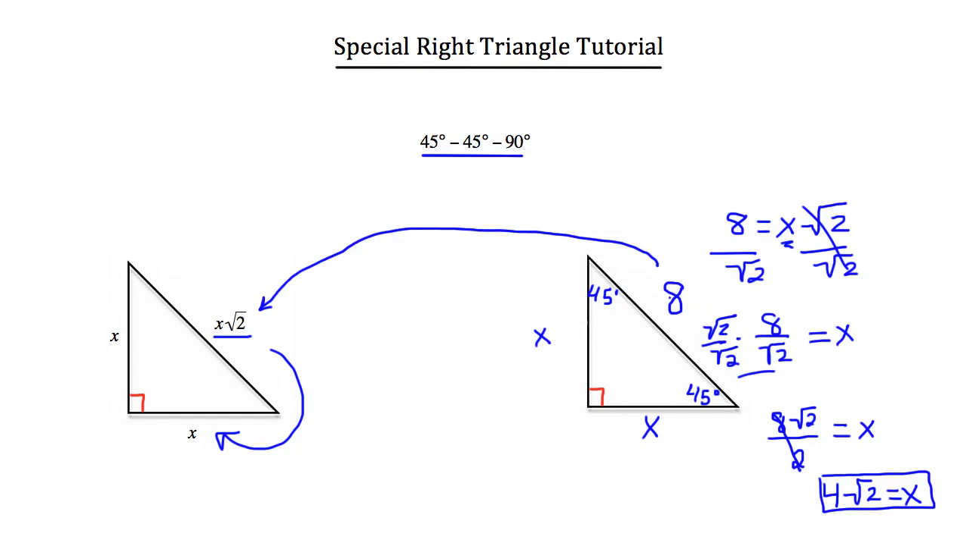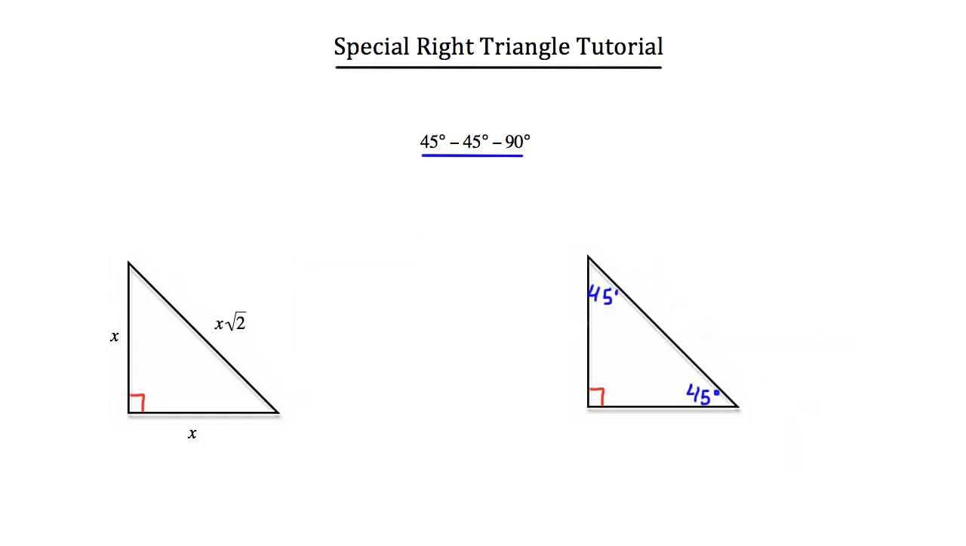So let me give you another example of this. Let's say that I told you the hypotenuse were 20. Well, if you wanted to solve for each of the legs, you could do all the work we just did. Set that 20 equal to x root 2 and solve for x. Or you could take the shortcut method.